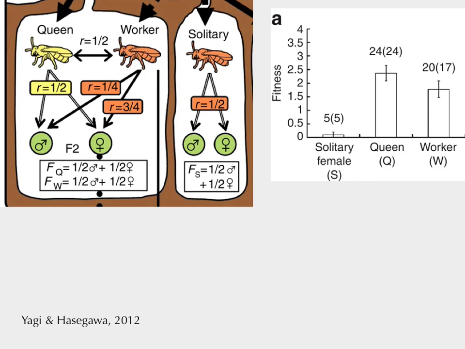But it's not the only way you can get eusociality. Naked mole rats are eusocial, too. Okay. This is one thing that makes sense. He actually looked at overall fitness, so inclusive fitness plus direct fitness, indirect fitness plus direct fitness, for queens, workers, and solitary females. And it's much higher for queens and workers than solitaries. Part of it is these ratios, but part of it is that the workers provide enough help to produce more offspring.